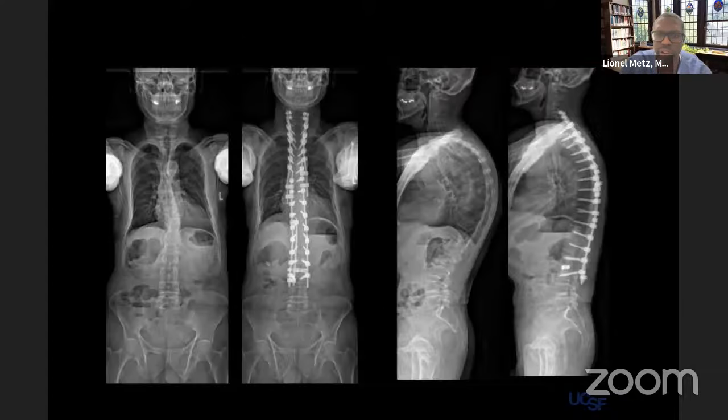Then distally, I've learned this lesson several times, unfortunately, with these adult patients with these floating fusions that don't go down to the pelvis, is there's a ton of strain on that lowest instrumented vertebra.